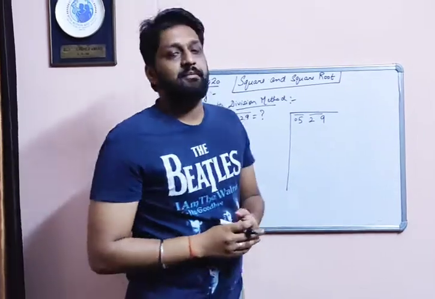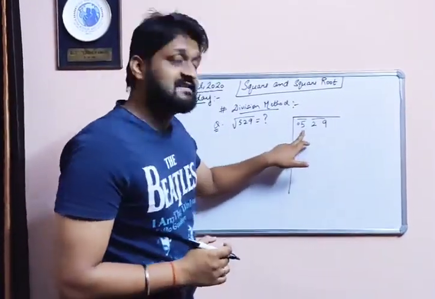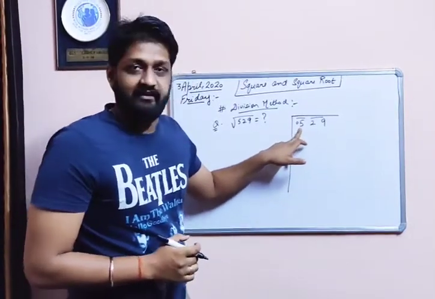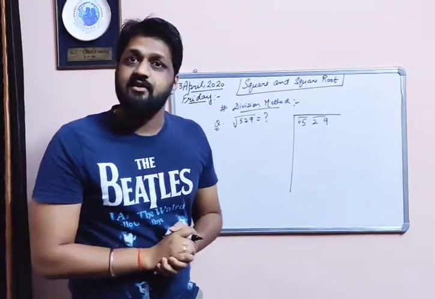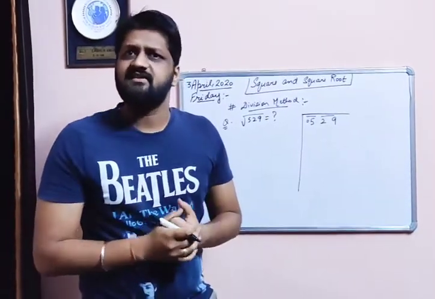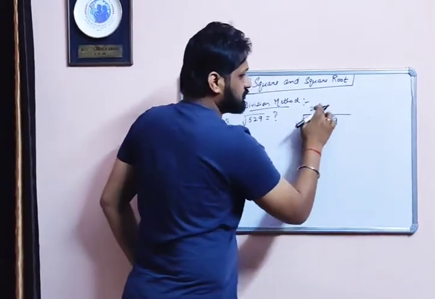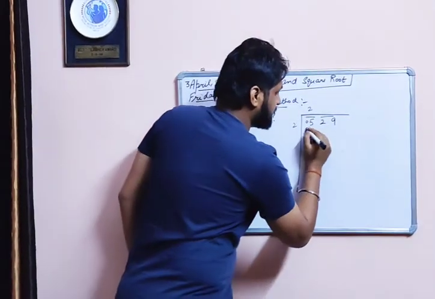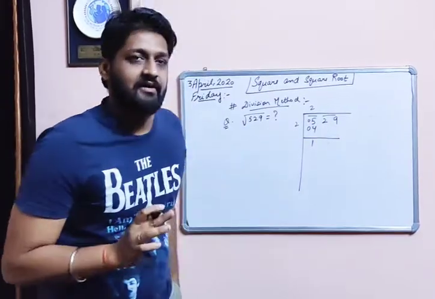The next step is to think of a number whose square is less than or equal to 05, that is, any number whose square is less than or equal to 5. I guess the number is 2. 2 multiplied by 2, the square, is 4. Now 5 minus 4 is 1, so this is the remainder. So what is the first step?